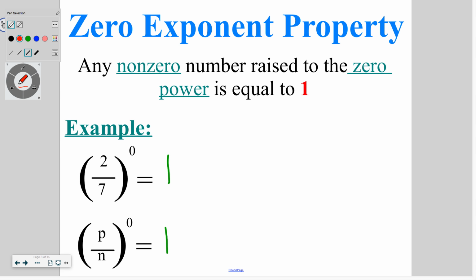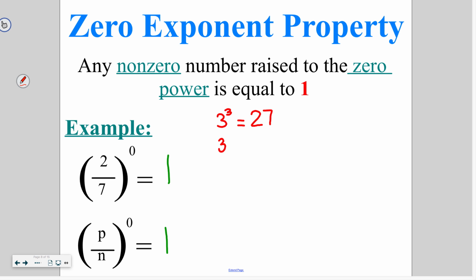So I'm going to use a little bit simpler numbers to explain this. So we're going to start with 3 to the 3rd power, which is 27. Then I've got 3 to the 2nd power, which is 9. 3 to the 1st power, which is 3. And then I come down to 3 to the 0 power, which I'm saying is 1.